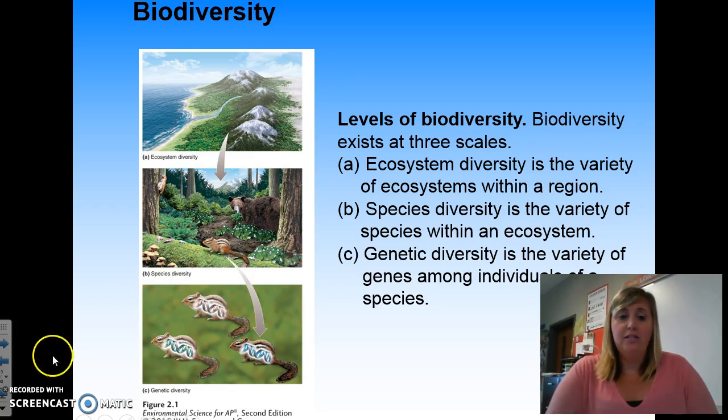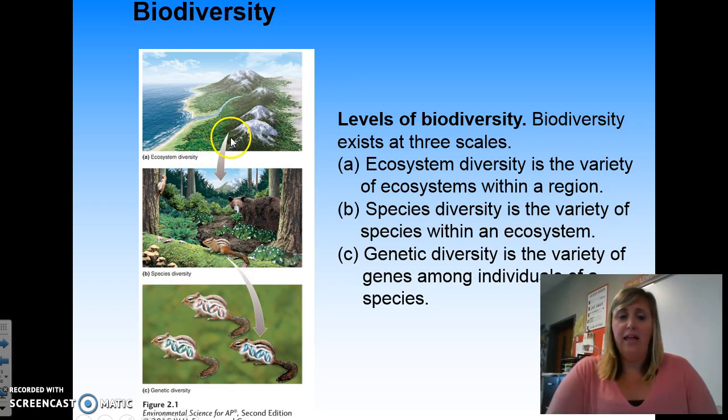Here's a diagram that demonstrates the different levels of diversity. So this middle one, the species diversity, is what we normally think of when we hear biodiversity. We've got different animals, different plants, different biotic living things in an area. But we also have genetic diversity within a population. So our eye color, our hair color, all our different genetic variations within a population. And then if you look up here, we've got ecosystem diversity.